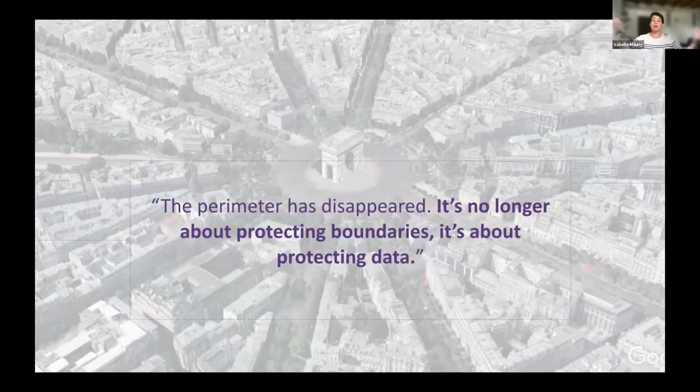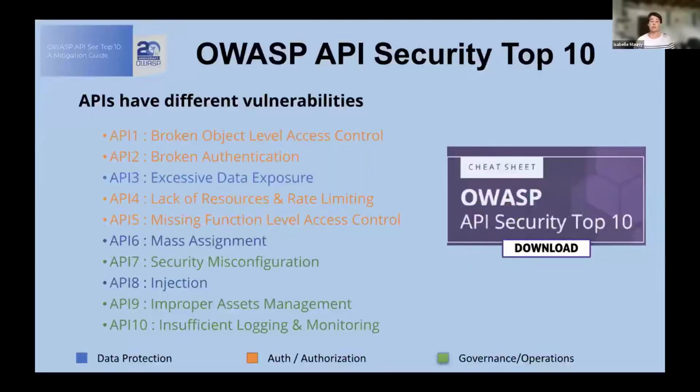Where every avenue comes into that. Every time I do an API, that's what I do. So this is not about boundaries and walls anymore. It's really about protecting the data. To recognize all of that, in late 2019, this OWASP specific top 10 for APIs came up.